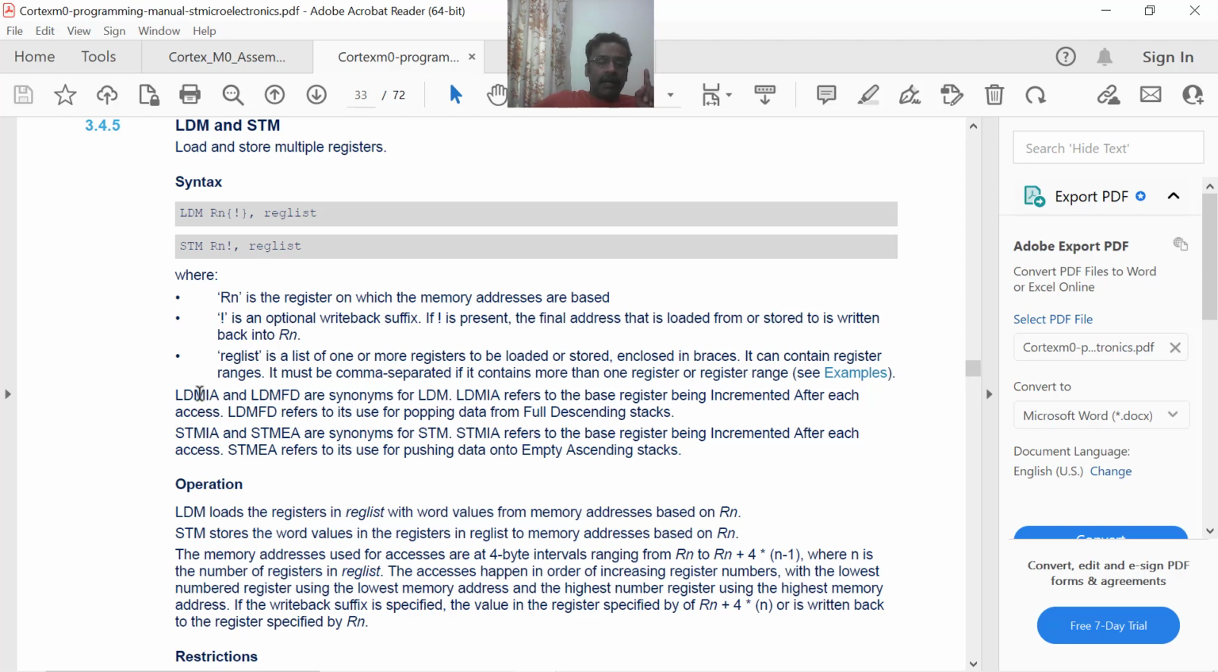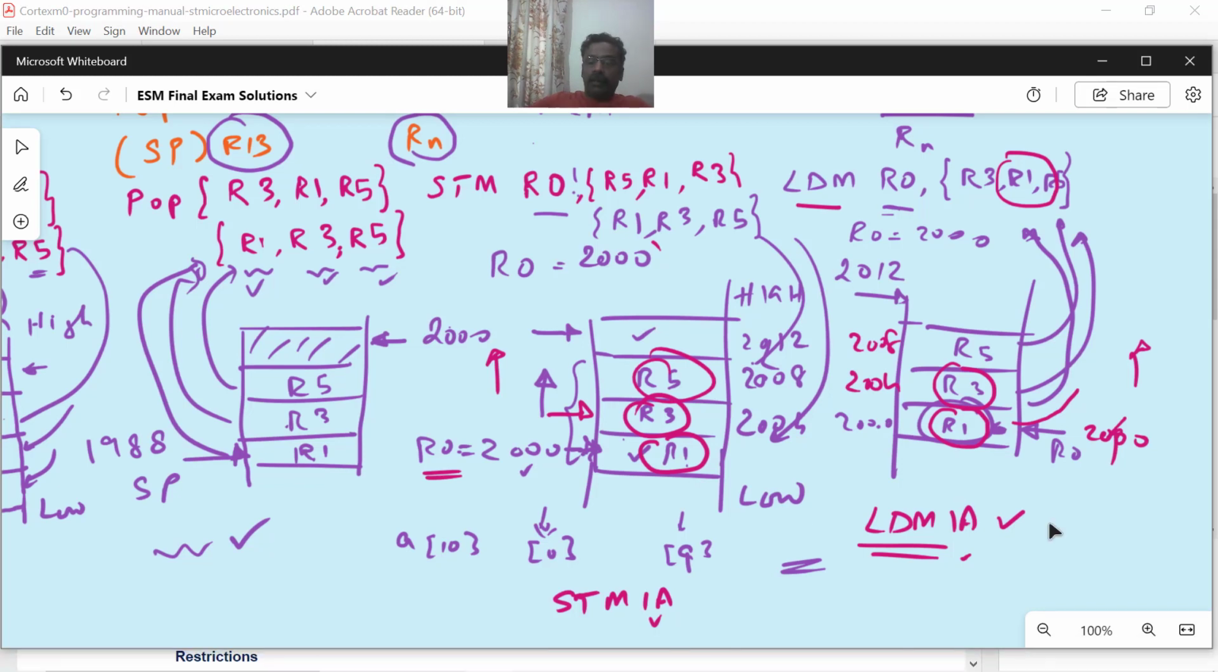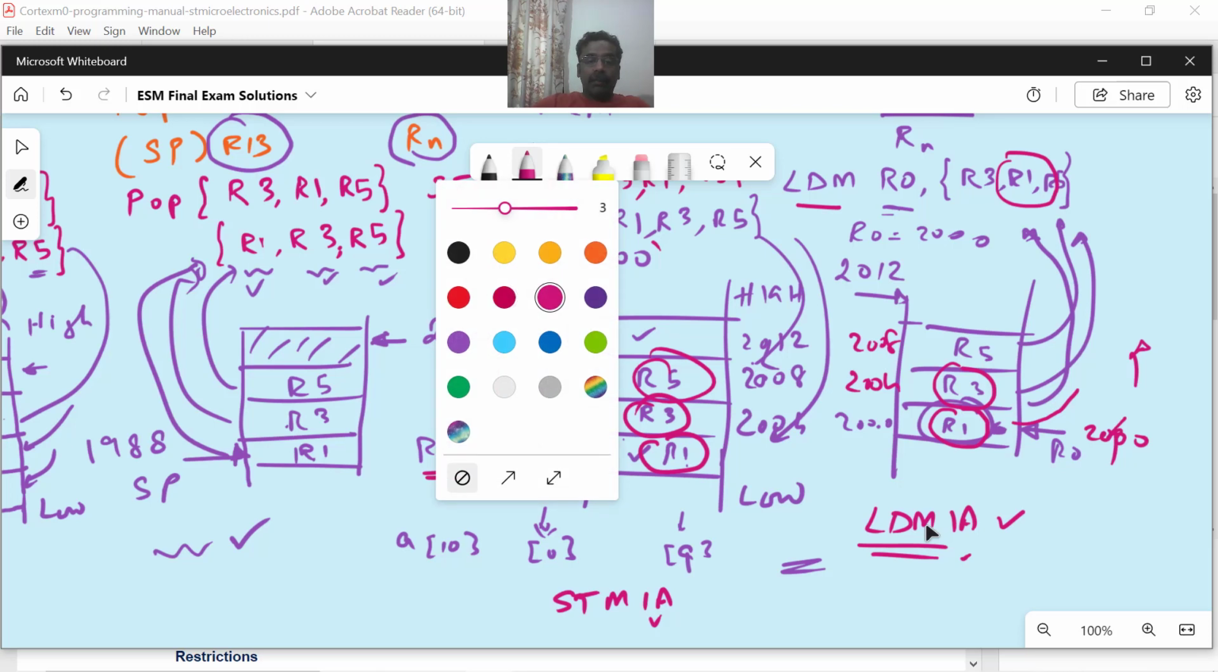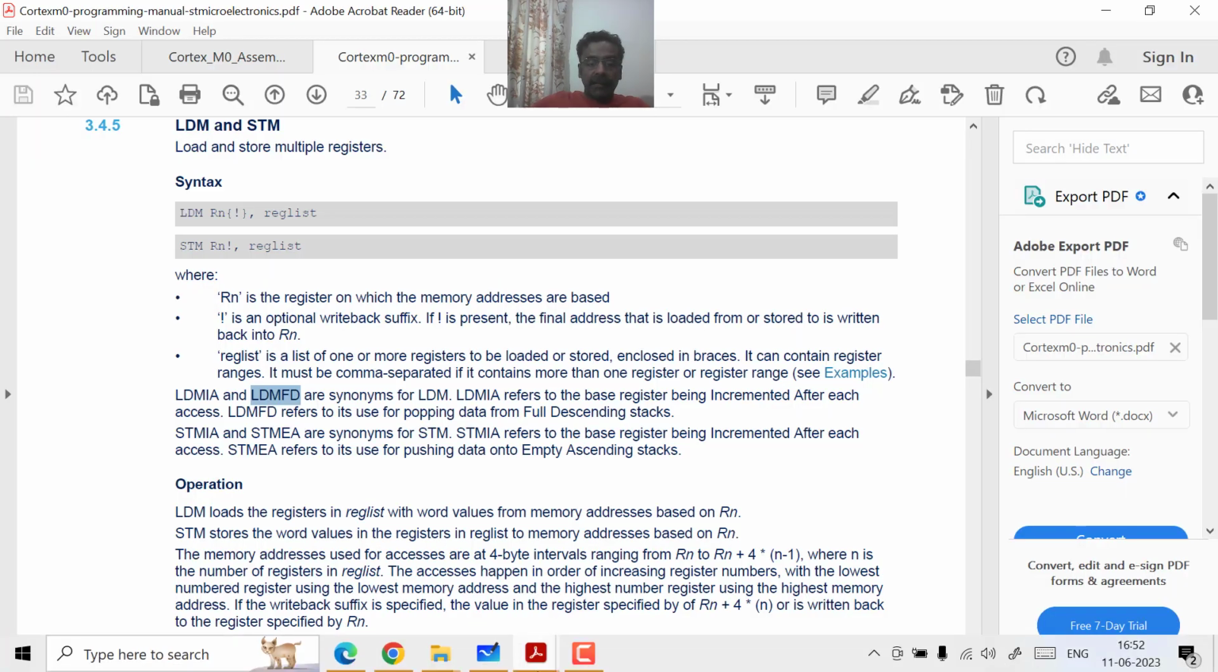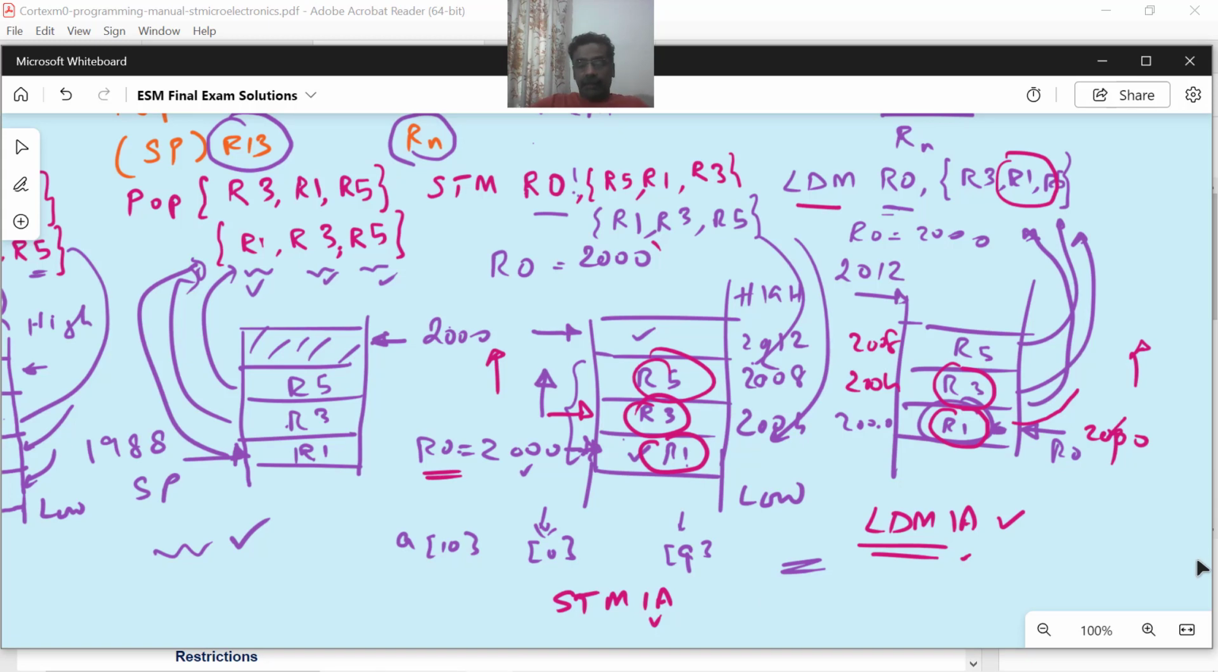Now let me explain. LDM IA is also the same as LDM FD. So let me tell you what LDM FD means. Let me use a different color, blue. I'll use this color. Now what is LDM? It is saying LDM FD. Now what is LDM FD? FD is nothing but full descending stack. In case it is a stack operation, it is a full descending stack.